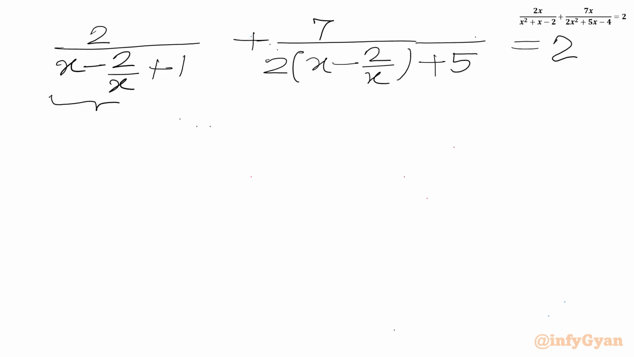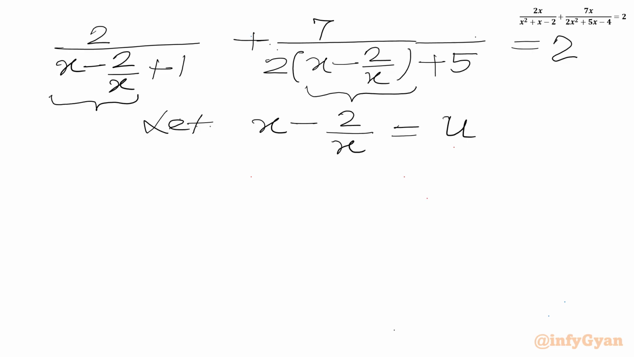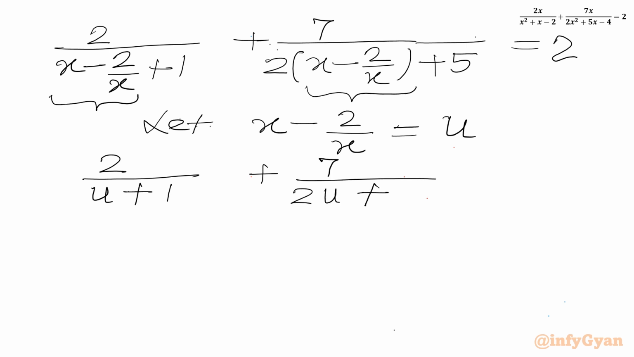Now we have x minus 2 over x appearing twice. So let us consider x minus 2 over x equal to, suppose u. So our equation will become 2 over u plus 1 plus 7 over 2u plus 5 equal to 2.